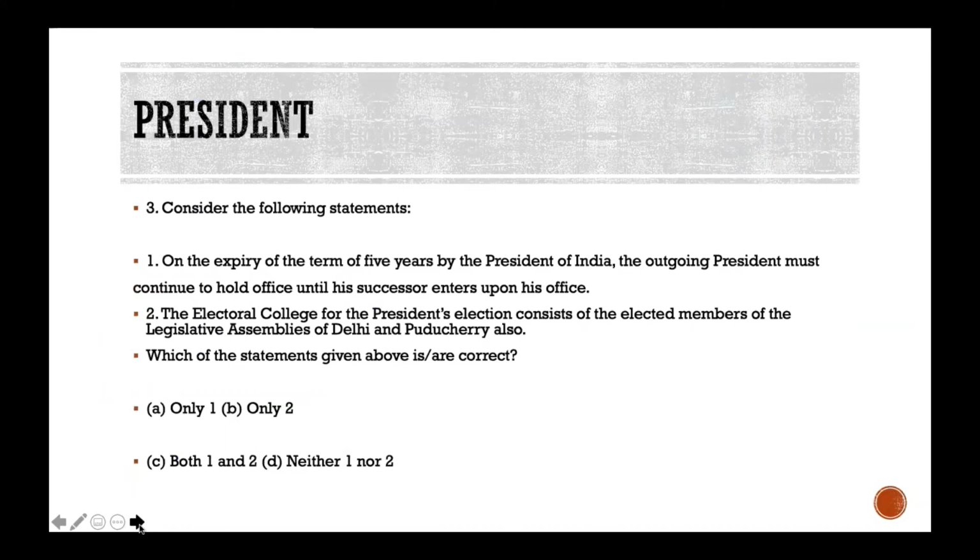Consider the following statements. On the expiry of the term of 5 years by the President of India, so the President has finished his or her term, the outgoing president must continue to hold office until his or her successor enters upon office. Point number two, the electoral college for the president's election consists of the elected members of the legislative assemblies of Delhi and Puducherry also. Again, generally options are both 1 and 2.